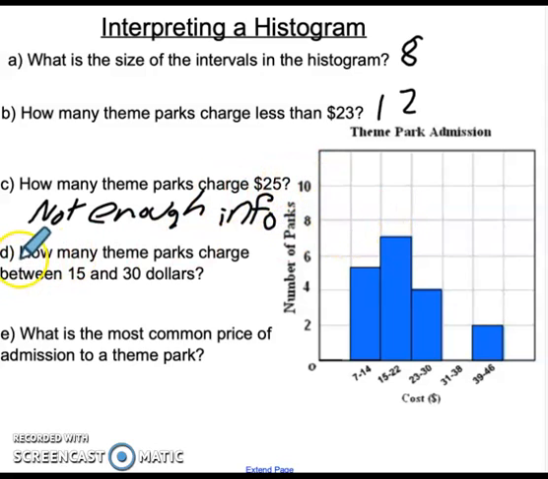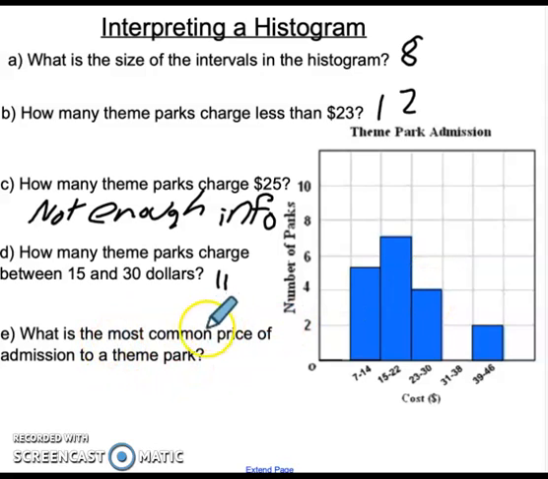Next one, how many theme parks charge between 15 and 30? Because I have intervals that start and stop at 15 and 30, this is a question I can answer. Here are all the 15 to 22, here's all the 23 to 30. So these bars together would be everything between 15 and 30. Here I have 7 parks, here I have 4, 7 plus 4 is 11. There are 11 in that range from 15 to 30.